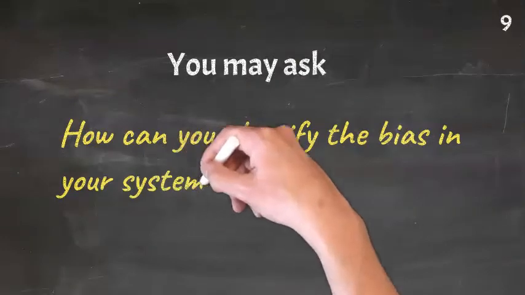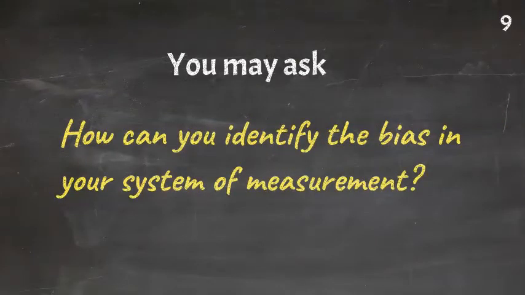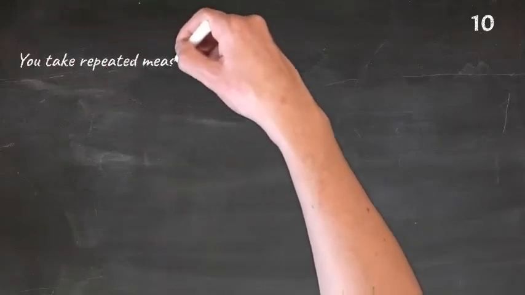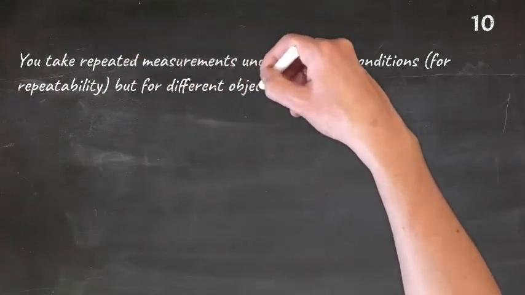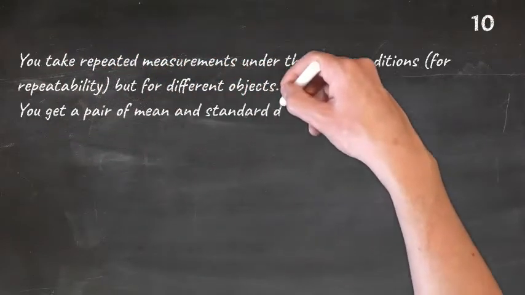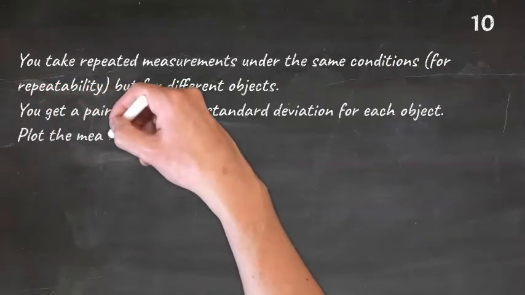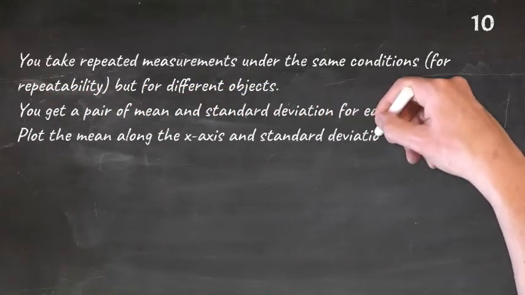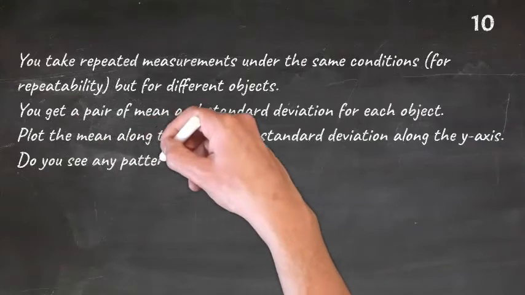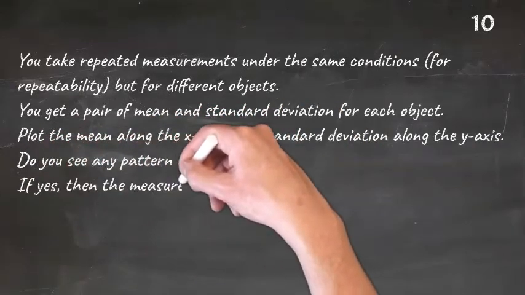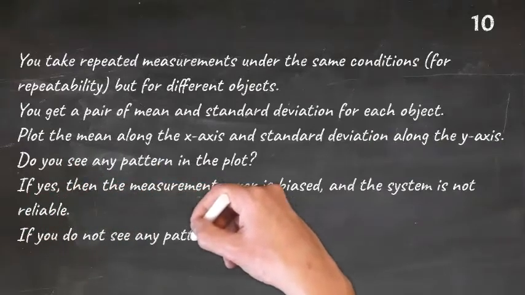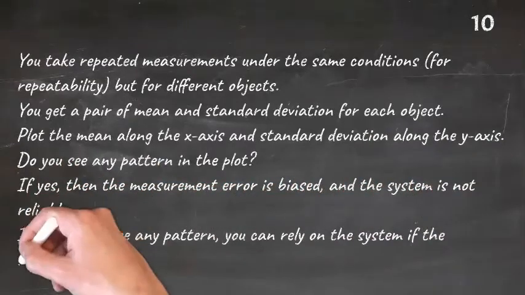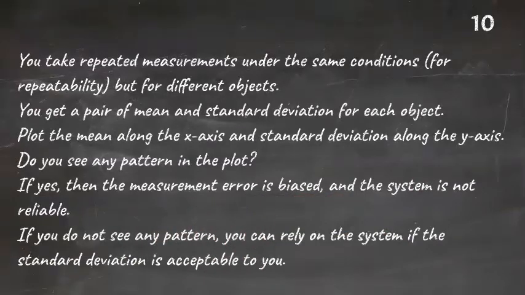How can you identify the bias in your system of measurement? For repeatability, you take repeated measurements under the same conditions but for different objects. You get a pair of mean and standard deviation for each object. Plot the mean along the x-axis and standard deviation along the y-axis. Do you see any pattern in the plot? If yes, then the measurement error is biased, and the system is not reliable. If you do not see any pattern, you can rely on the system if the standard deviation is acceptable to you.